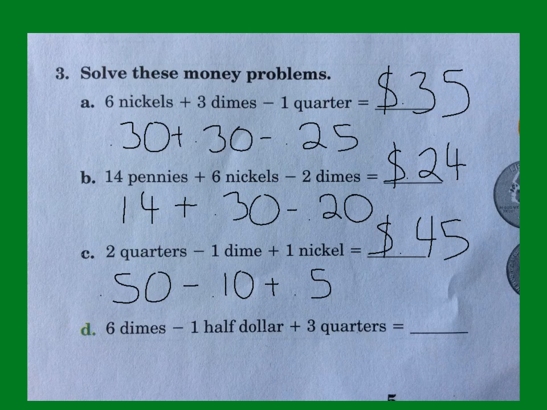D, 6 dimes would be 60 cents. Each dime is 10. 6 times 10. Minus a half dollar. A half dollar is 50 cents. So when you subtract those, you're left with 10 cents. Plus 3 quarters. Each quarter is 25 cents. Multiply that by 3 and you get 75 cents. So 60 minus 50, we had 10. 10 plus 75, we'd get 85 cents.